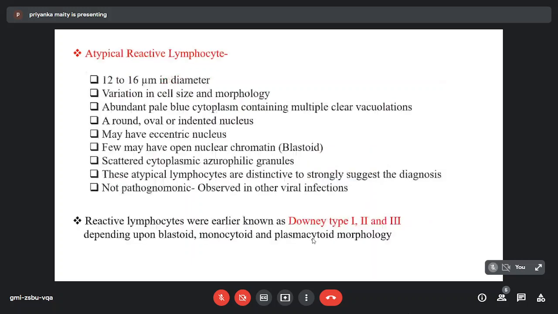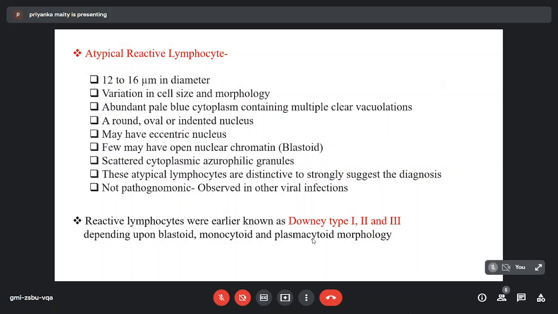The features of atypical reactive lymphocytes are 12 to 16 micrometers in diameter, variation in cell size and morphology, abundant pale blue cytoplasm containing multiple clear vacuolations, a round, oval or indented nucleus, may have an eccentric nucleus, few may have open nuclear chromatin, and scattered cytoplasmic azurophilic granules. These atypical lymphocytes are distinctive enough to strongly suggest the diagnosis, but they are not pathognomonic, as they can be observed in other viral infections too.